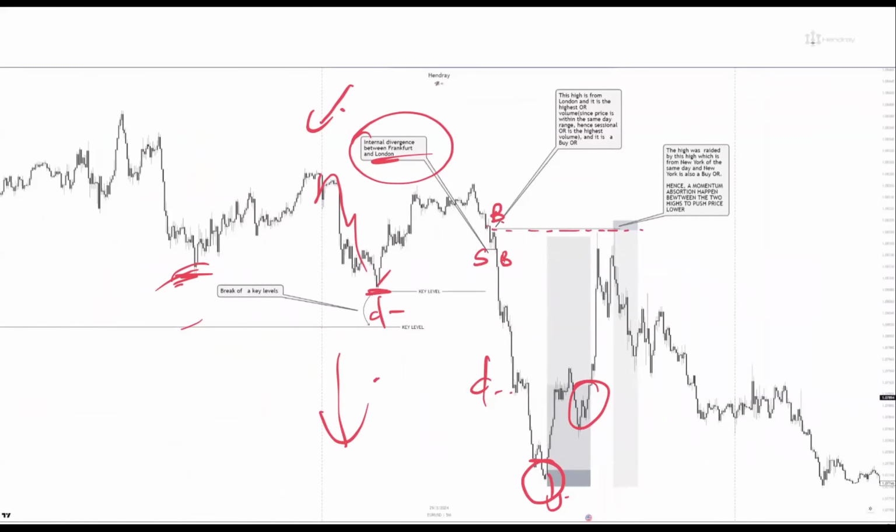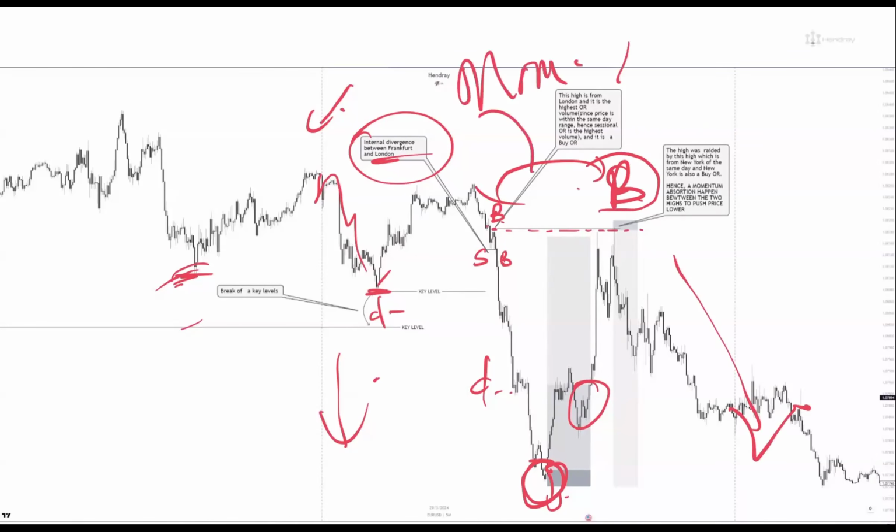So London started the buy. New York pushed the buy forward towards target. New York was also a buy. What happens? Even though London that formed this high was a buy opening range, New York was also a buy opening range. What happened? Yet price still goes downward. So what happened there is what we call momentum absorption.